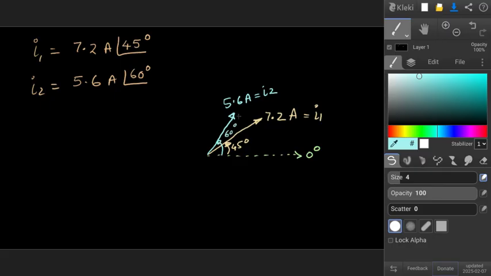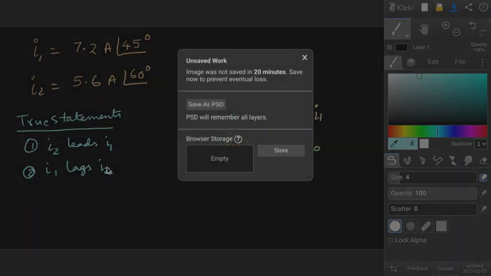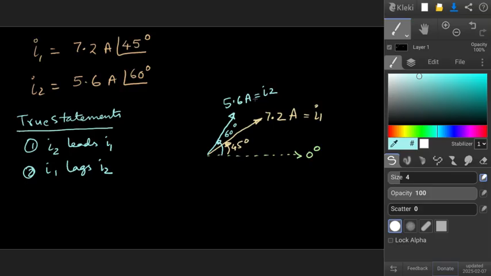So you notice the magnitude is smaller for I2 because 5.6 is less than 7.2, whereas the angle is larger. In this case, we say I2 is leading. So now what are the true statements? The first one is I2 leads I1. The second one is I1 lags I2. You can say it both ways.